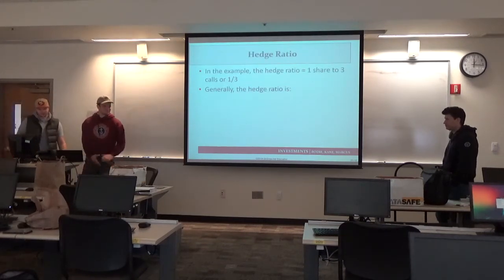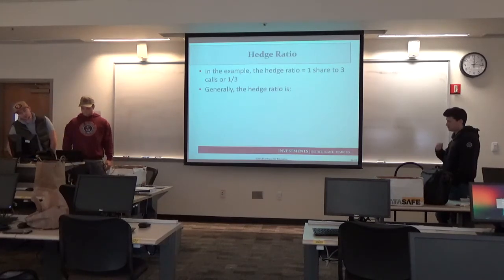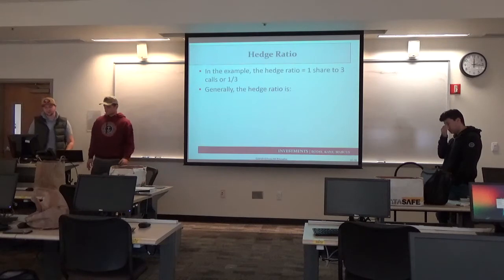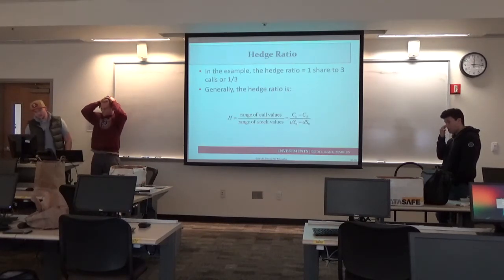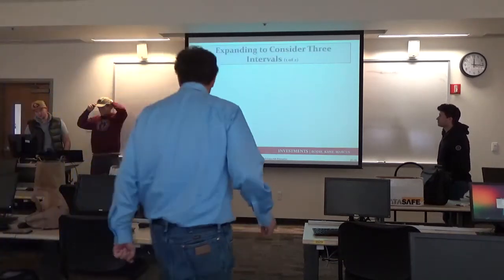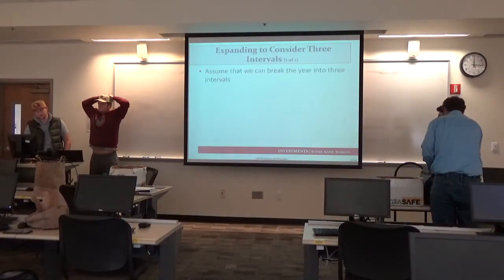So we get the hedge ratio. As an example, the hedge ratio equals 1 share to 3 calls, which is 1 out of 3. Generally, the hedge ratio is the range of call values over the range of stock values. That's the formula. Then, expanding on this, consider 3 intervals.